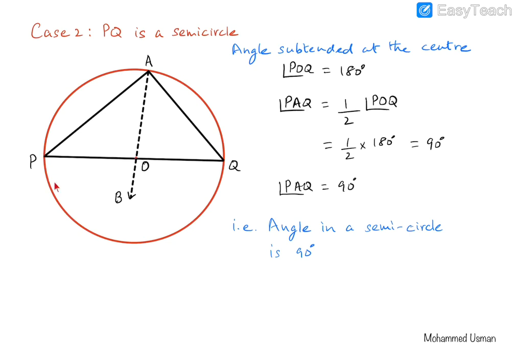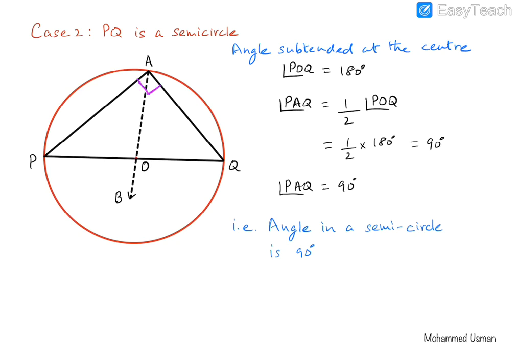So the angle subtended by the semicircle at the center is this whole angle here on the straight line. So the angle on the straight line POQ is 180 degrees because the total angle on a straight line is 180 degrees. So the angle subtended at the center by the semicircle PQ is 180 degrees. And from our theorem, we know that the angle subtended at any other point on the circle is half the angle subtended at the center. So half of 180 is 90 degrees. That means the angle PAQ is 90 degrees.